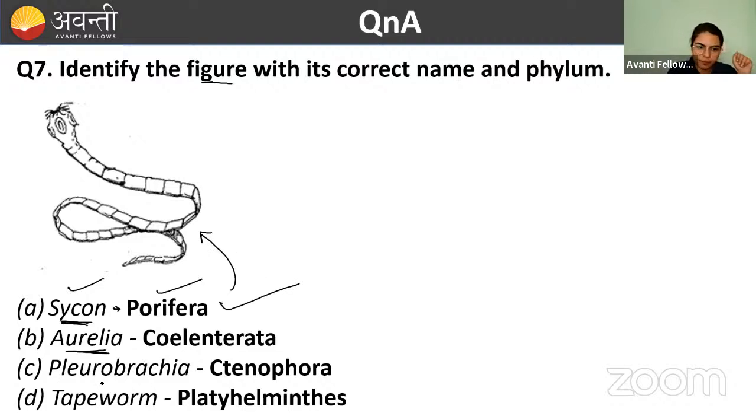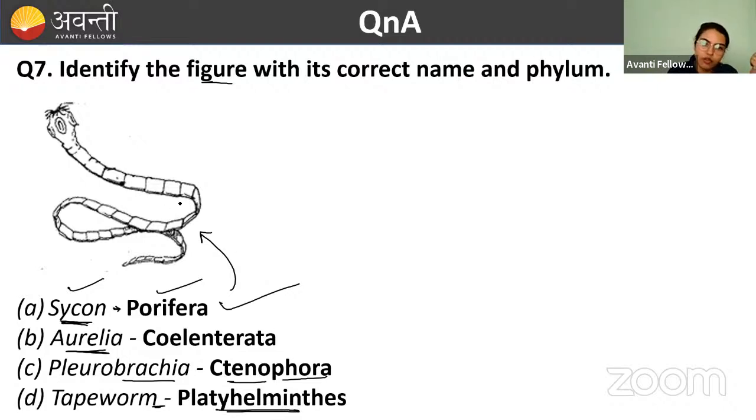It is not in the diagram. Pleurobrachia, I just told you, belongs to Ctenophora, and it is not similar to the diagram given here. But what is this? This is a tapeworm. It is an endoparasite, also called Taenia. So tapeworm, another name is Taenia. So this belongs to Platyhelminthes.